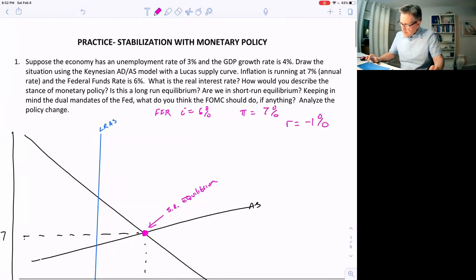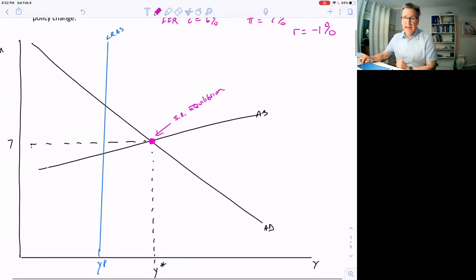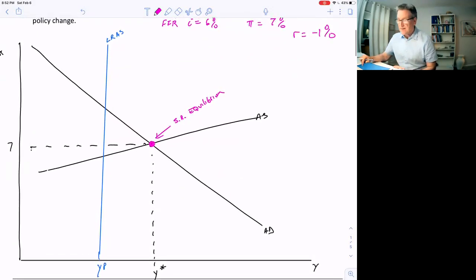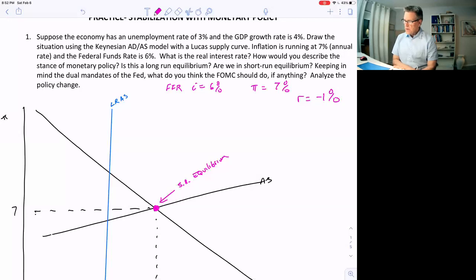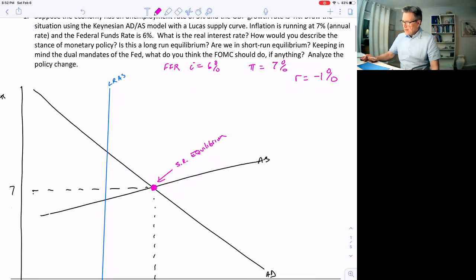We are in short-run equilibrium, keeping in mind the dual mandates of the Fed, which is stable prices and maximum sustainable output, which means an output at potential. What do you think the Fed or the FOMC, the Federal Open Market Committee, that arm of the Fed that makes monetary policy decisions, should do? Well, we need to move away from this expansionary or loose monetary policy to more of a neutral stance. So we need to raise the federal funds rate.